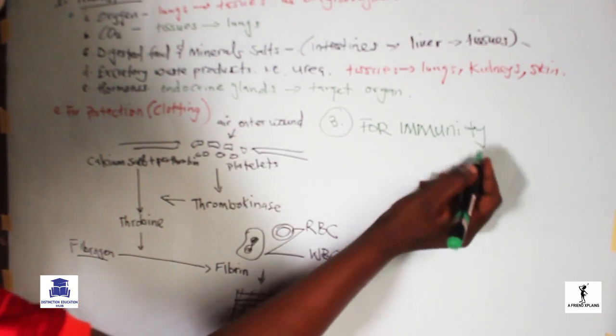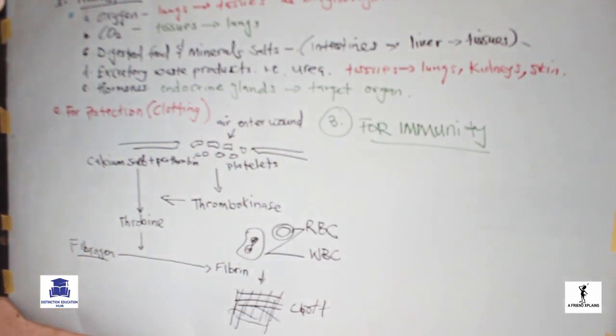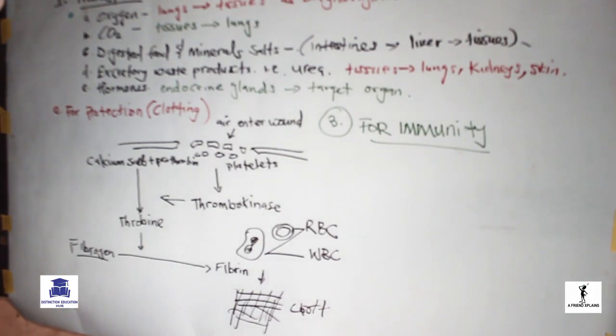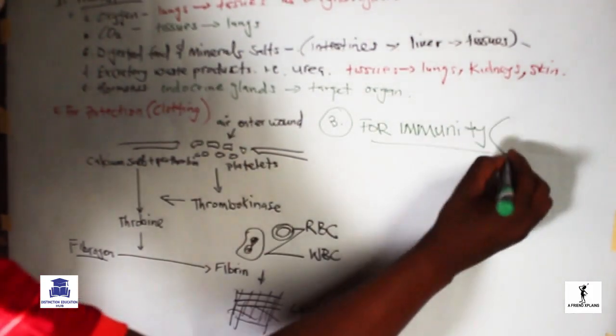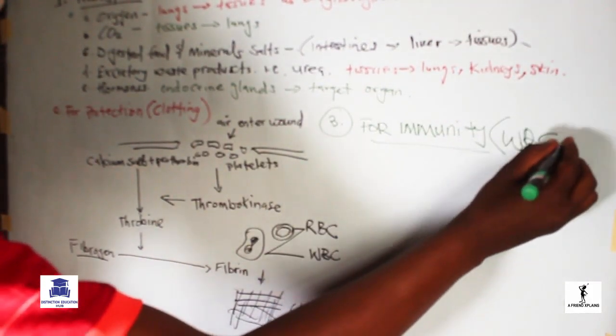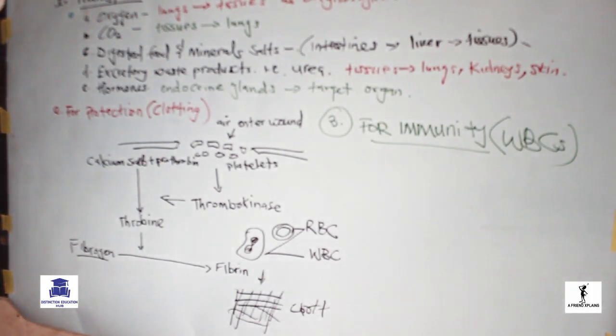I'm sure we all have an idea what we mean when we say immunity. Basically there will be the removal of pathogens and dead cells by phagocytes. Here we'll talk about the white blood cells. The white blood cells are the ones responsible for immunity. Like I mentioned in our previous video when we were looking at the composition of blood, these white blood cells are of different types, and each of those performs a different function.